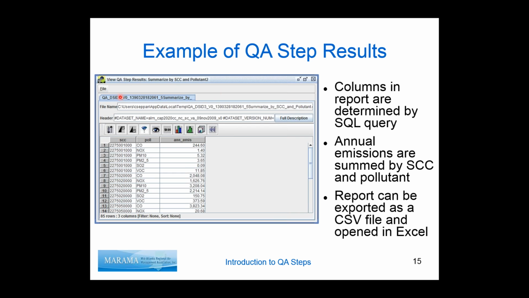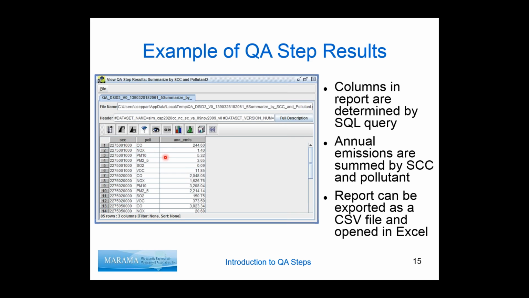This is an example of the results of the QA step. And don't worry, we're going to go back and talk about all these details. I just want to give you an overview of the process. But this is the example of our results. Basically, this is our report. And just like we said, we wanted to get annual emissions summarized by SCC and pollutant. So what that did is it summed up all the annual emissions, and then our report lists out all of our SCCs and all of our pollutants, and there's our annual emissions.